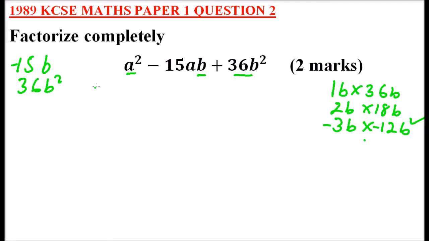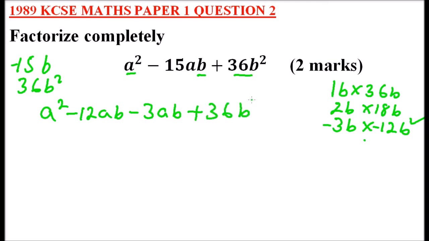Now, we rewrite our expression and say this is a squared, then we have minus 12ab minus 3ab, then plus 36b squared. So that is how we modify our quadratic expression. So here we factor out what is common. Here A is common and A is common. So we are left with A here and minus 12b.